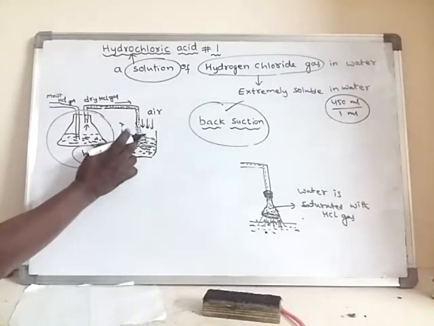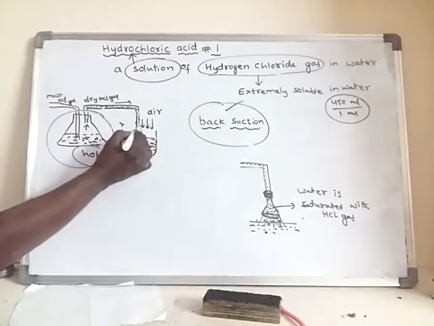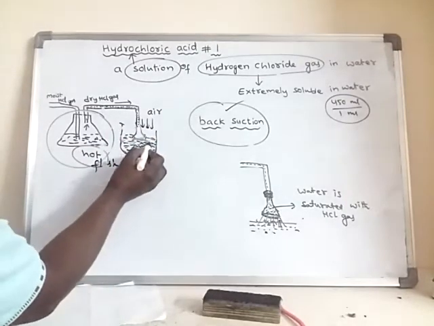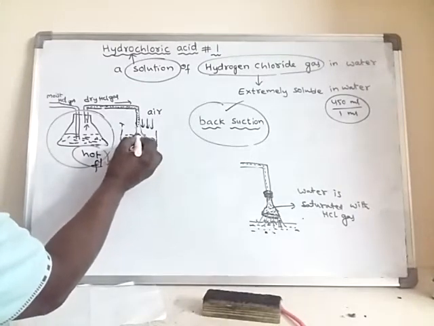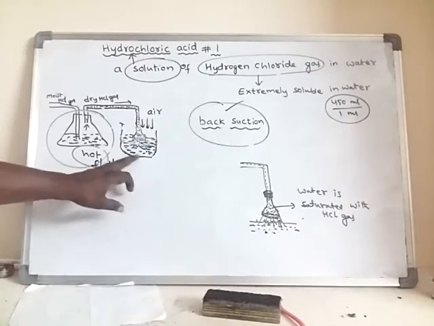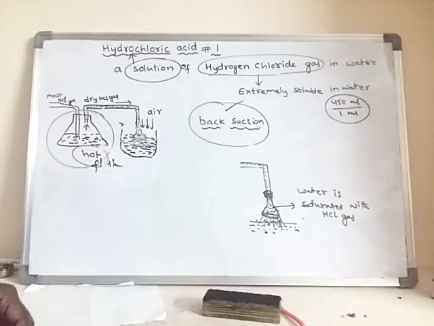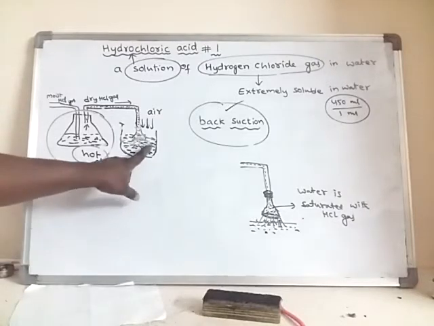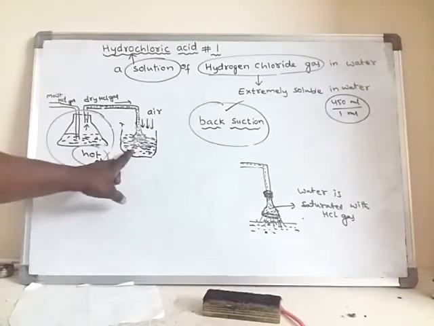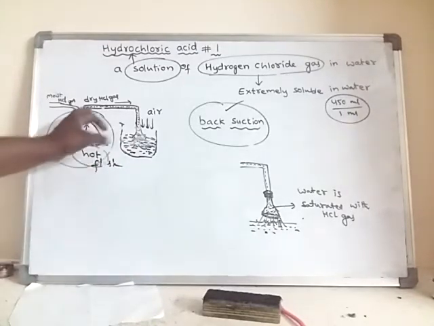So after some time what happens? Again there is a gap. Again a gap is created in the funnel, and again this water will rush into this one. Okay, so like this the process will be continued until this entire water becomes a saturated solution of HCl. So this process will continue.